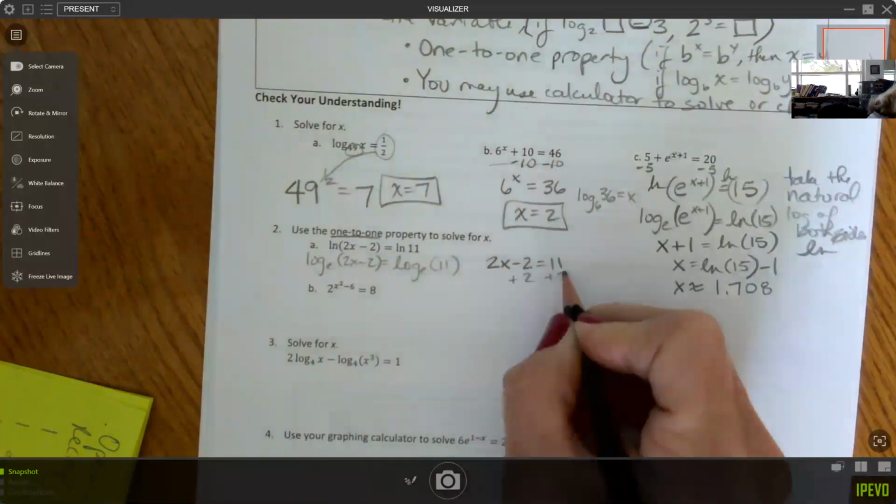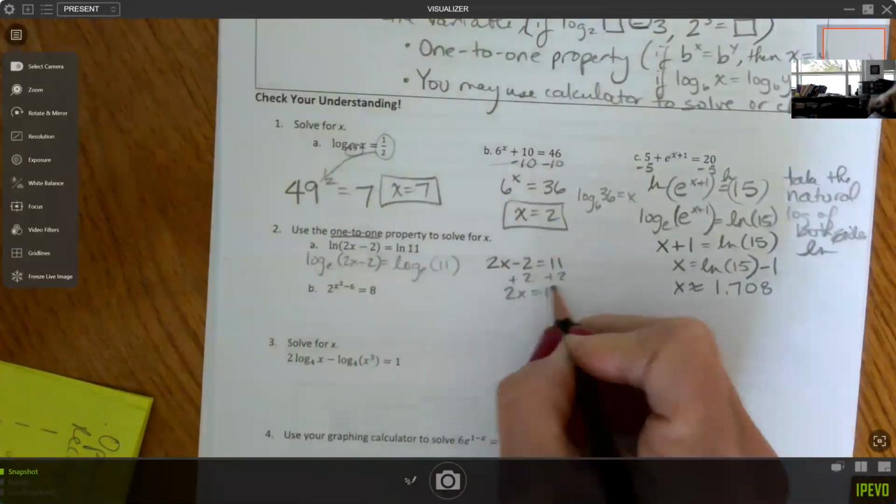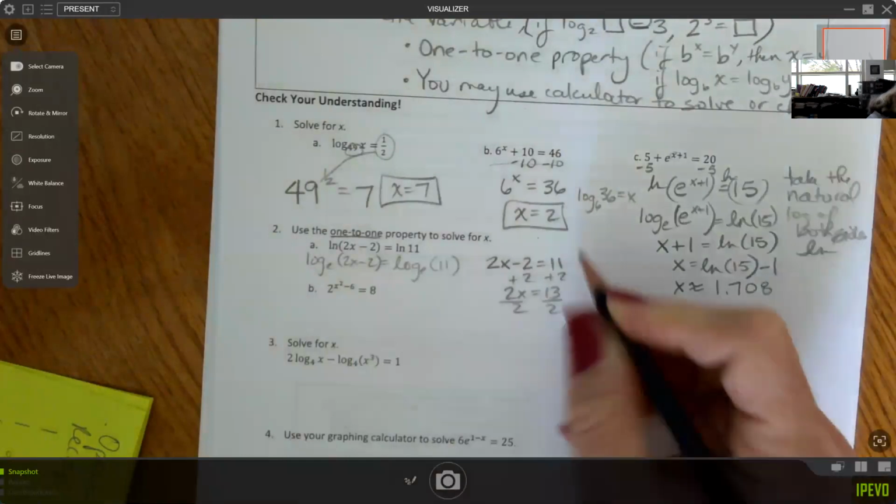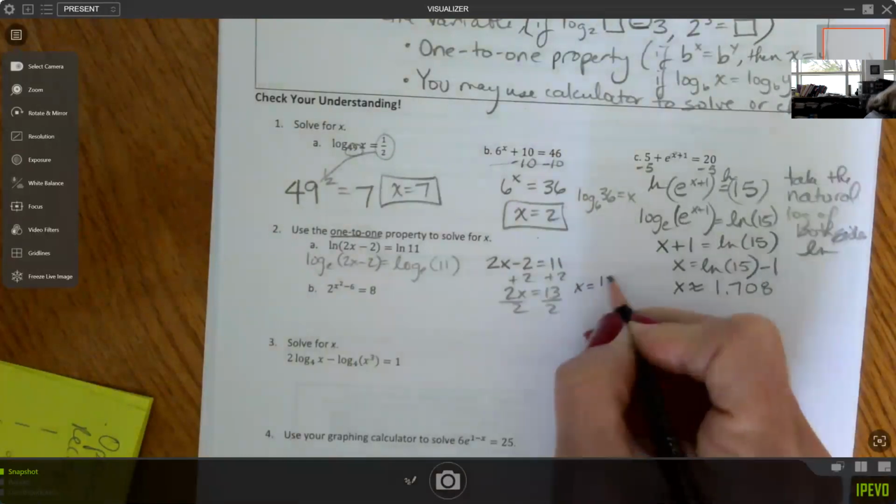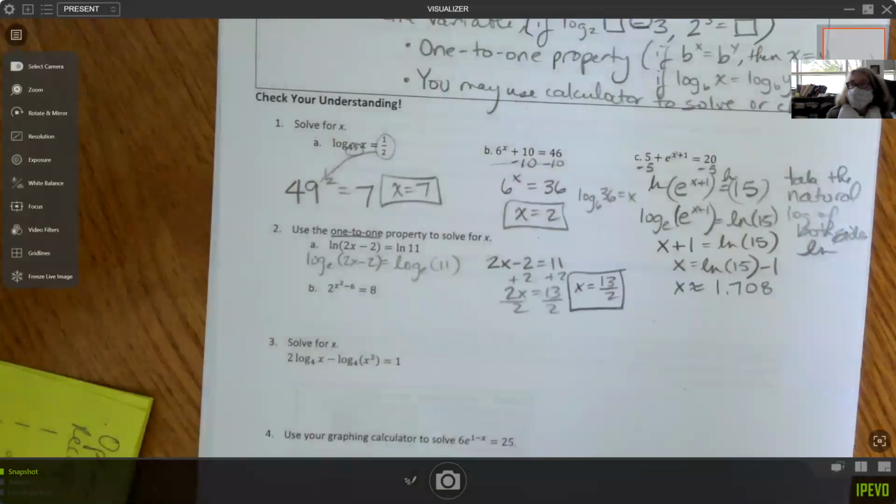When does 2x equal 13? The answer is just going to be x equals 13 halves. Okay?